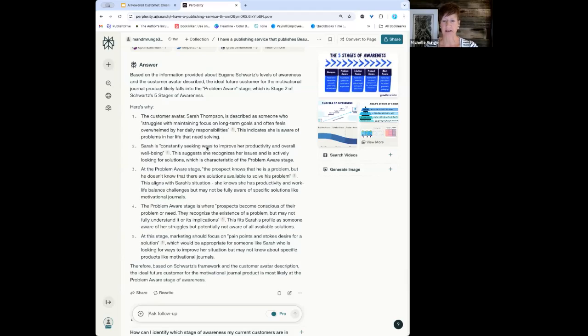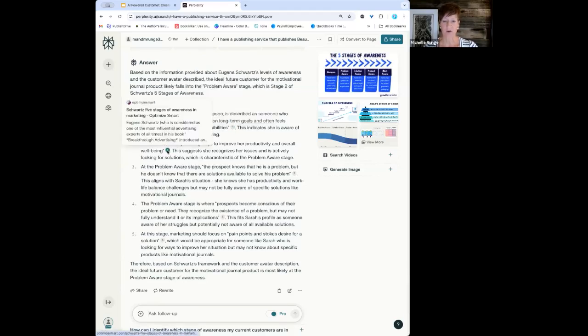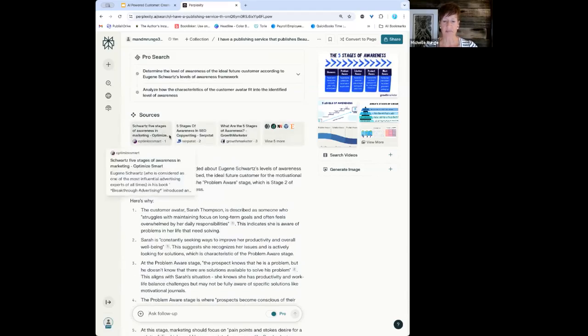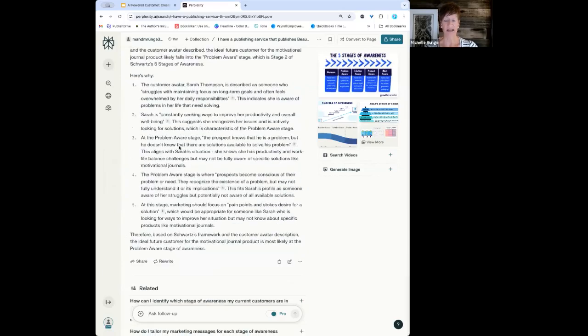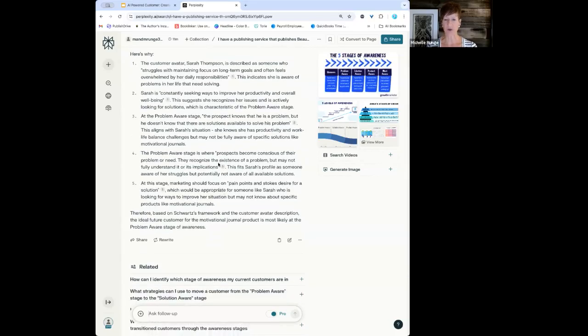I'm going to stop here for a second. These little numbers that you see right here correspond to which of the websites it got that from. I should have said that earlier. My apologies. At the problem aware stage, the prospect knows that, in this case, she has a problem, but she doesn't know that there are solutions available to solve this problem. This aligns with Sarah's situation. She knows she has productivity and work-life balance challenges, but may not be fully aware of specific solutions like motivational journals. The problem-aware stage is where the prospects become conscious of their problem or need, and they recognize the existence of the problem, but may not fully understand its implications.